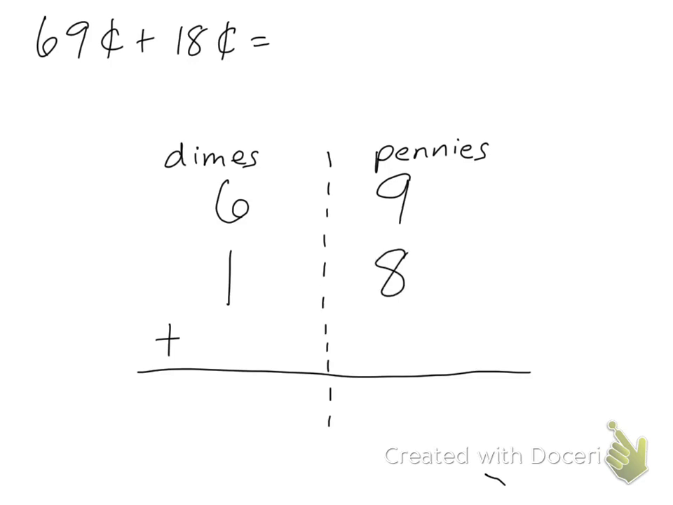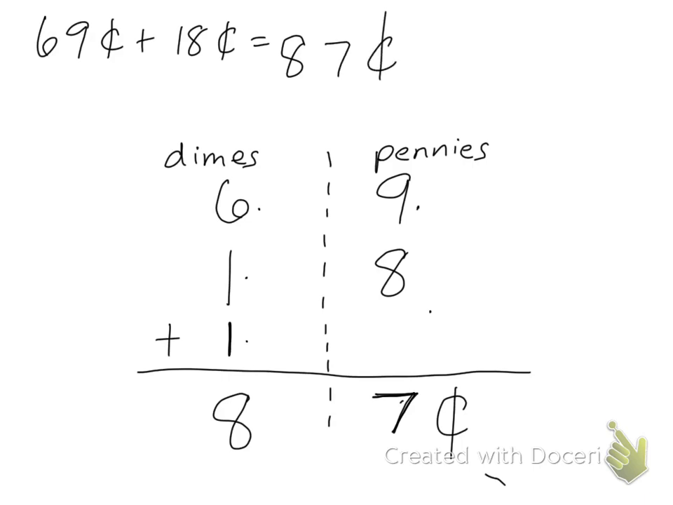Okay. So now we add the pennies first. 9 pennies plus 8 pennies equals 17 pennies. So we're going to write our extra pennies down here, the 7, and we'll trade 10 pennies for 1 dime. Okay. Now we're going to add 6 dimes plus 1 dime is 7, plus 1 more dime is 8. So I have 87 cents as my answer.